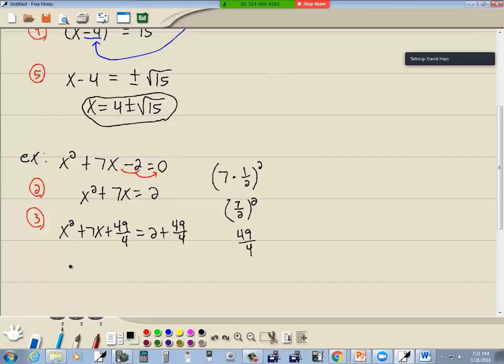Okay, well this is x squared plus 7x plus 49 over 4. Now this right here is a mixed number form. So we can take 2 times 4, which gives us 8, plus 49 gives us 57 over 4. Again, I took the number out in front, multiplied times the denominator, and added the number on top.